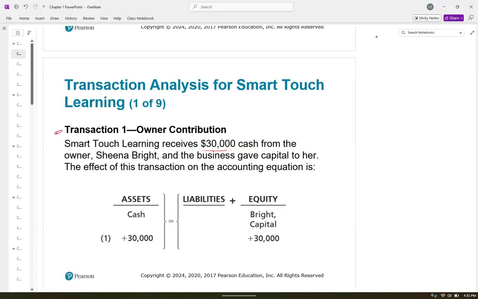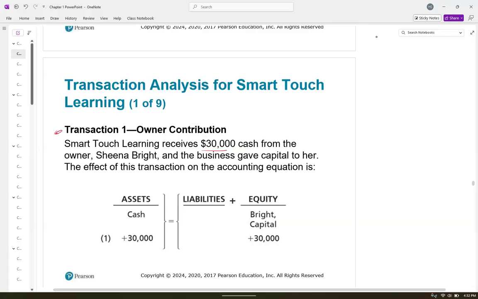But it's always good if you can figure out what's going on with cash. Sometimes you can reason out the other side of the transaction. So her cash is an asset. Cash went up. Now, those of you are thinking, but she doesn't have $30,000 cash now. So if you're thinking cash went down, you're thinking about her personal records. Remember, that doesn't count here. We are looking at Smart Touch Learning. We're not necessarily looking at Sheena Bright's personal finance. We are looking at this brand new business that she is starting. She's the sole proprietorship. She took $30,000 of her personal money, put it into this business.